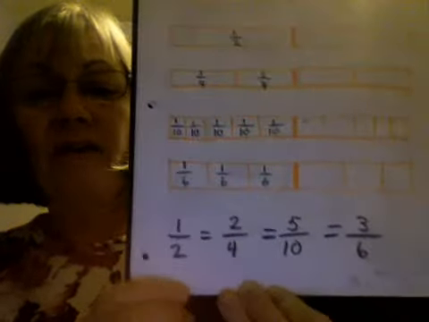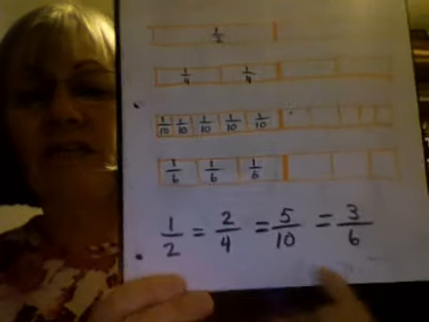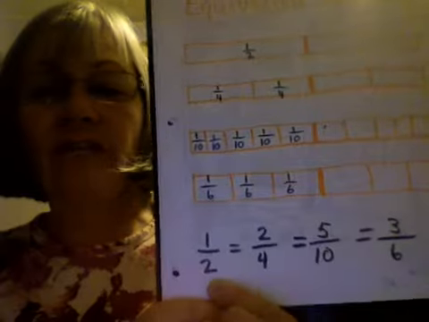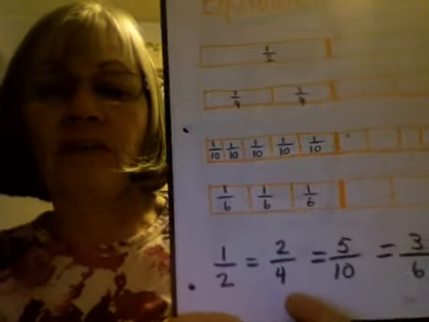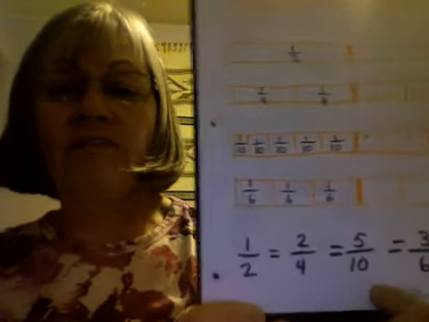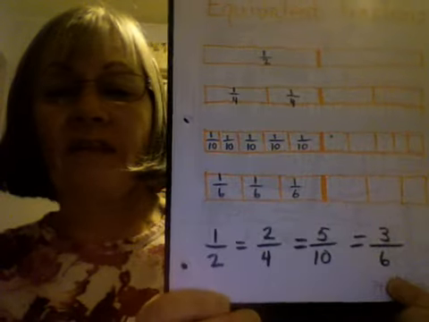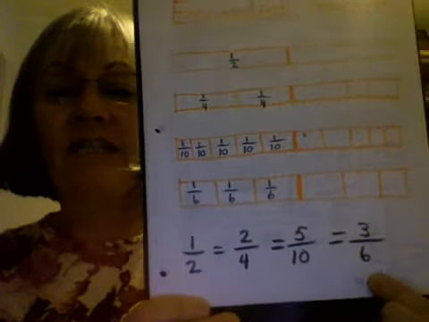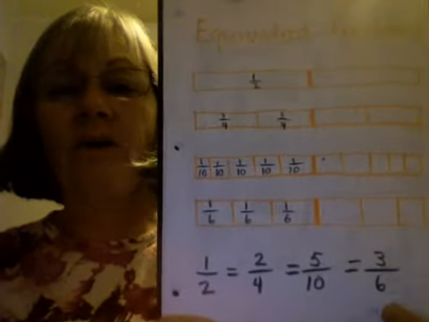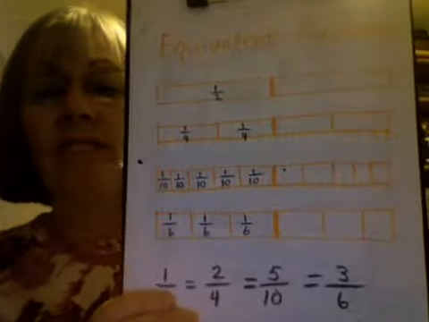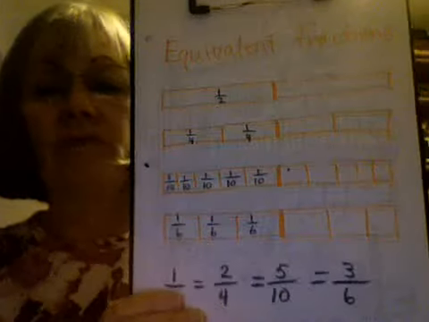And when I write all these equivalent fractions together with equal signs in between, it looks like this. 1/2 is equivalent to 2/4, and they're both equivalent to 5 tenths. All of these are exactly the same thing as talking about 3/6, as long as our whole item is always the same size as it is drawn here. Let's look at some more examples of equivalent fractions.